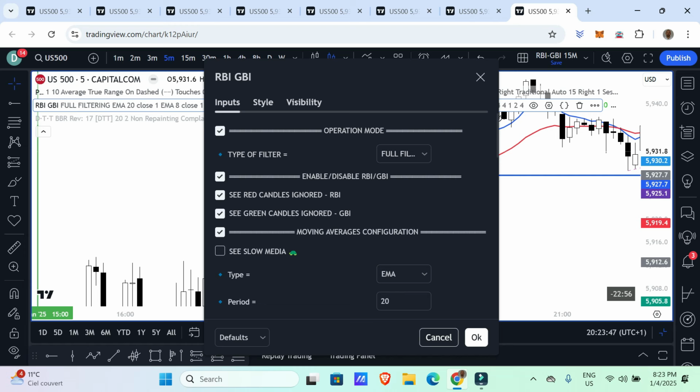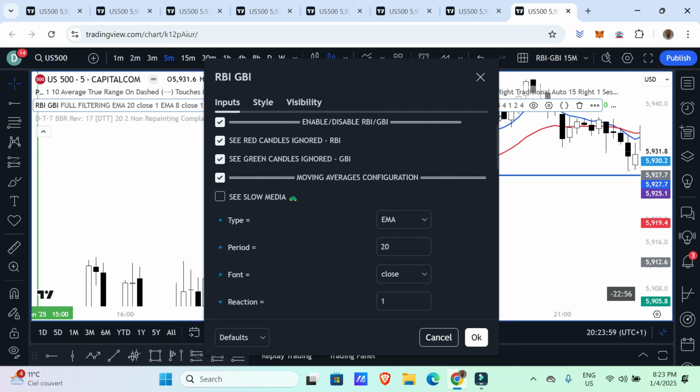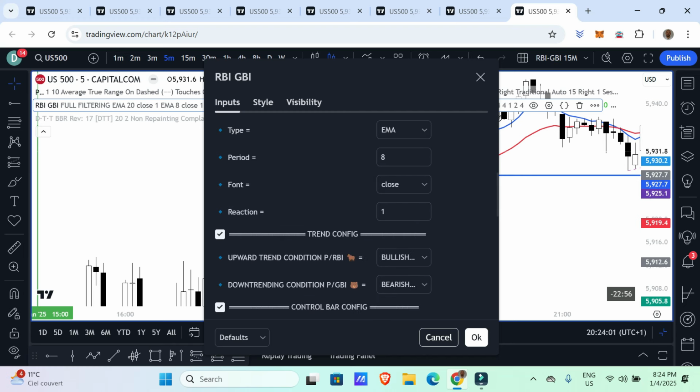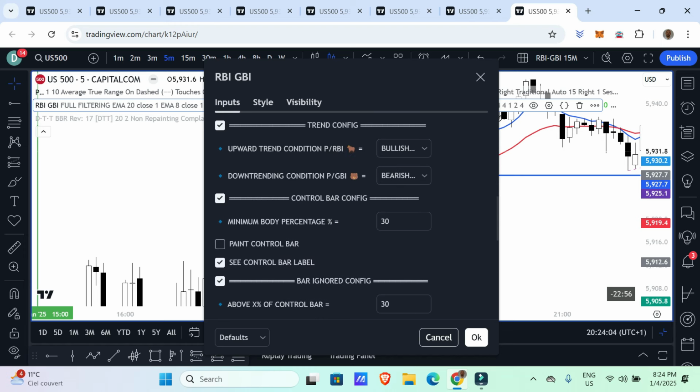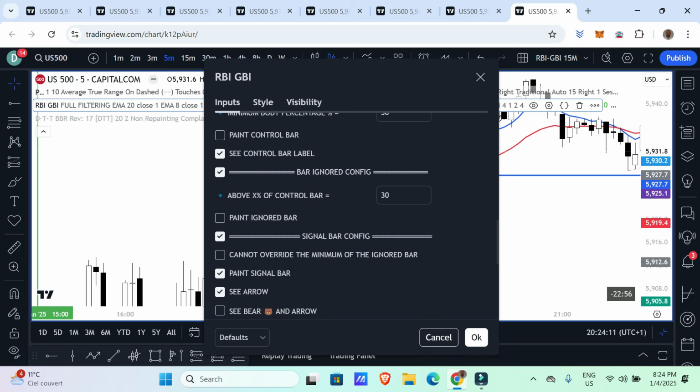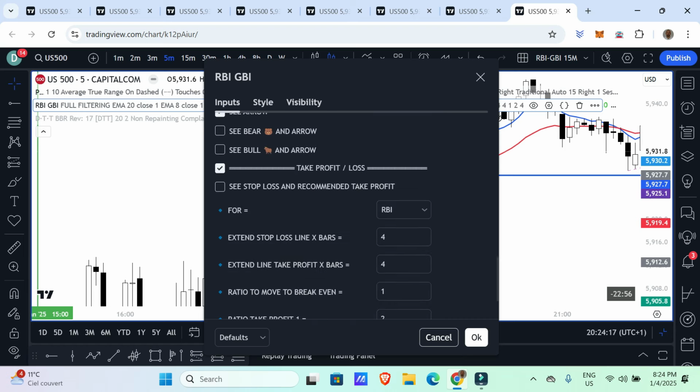I will show you exactly my settings that I have. Pause the video, just check if you have the same. I unchecked some stuff because I don't need, but you can see what I have. Nothing complicated. You need always 30% minimum body percentage. That's important for a GBI or RBI. And you can see right now all my settings, what I have checked, what I have unchecked, and that's important.